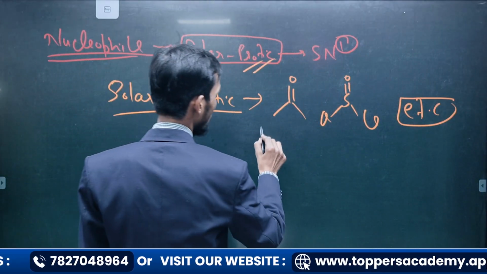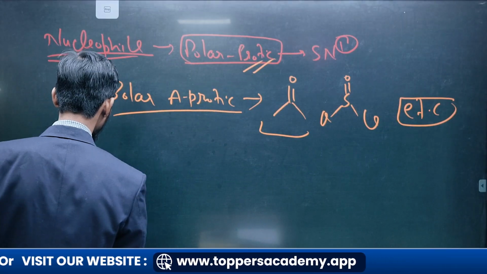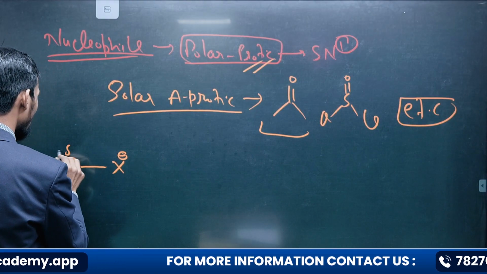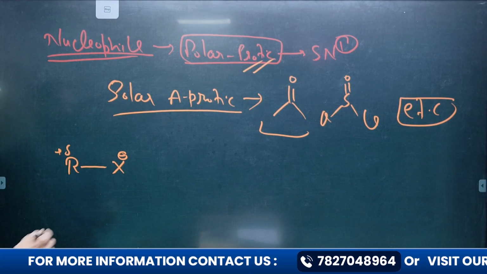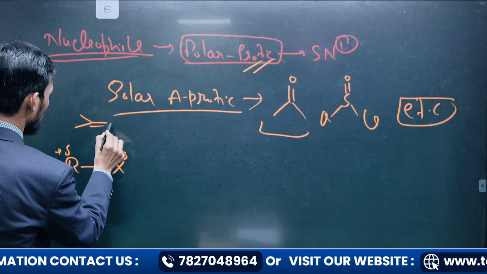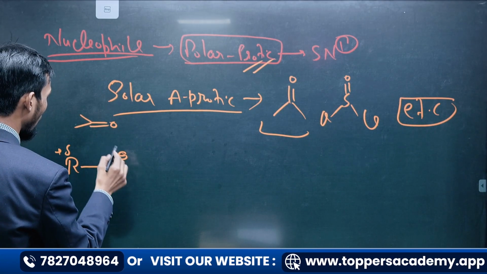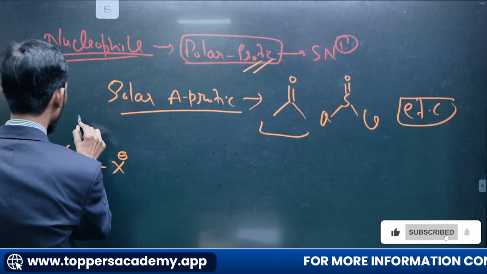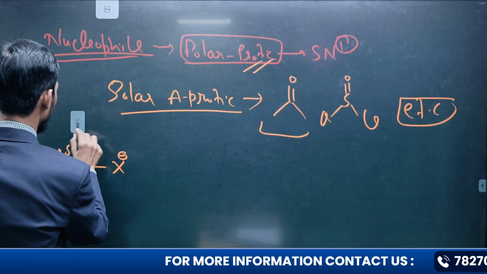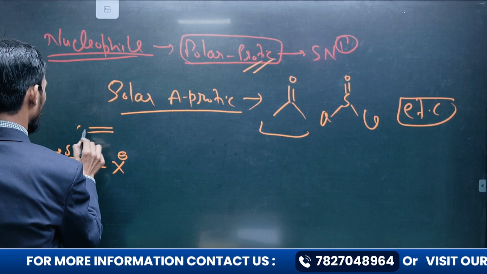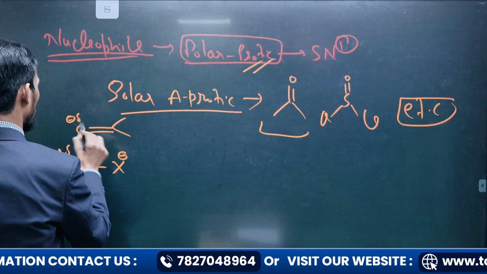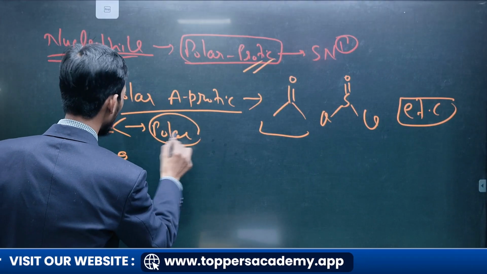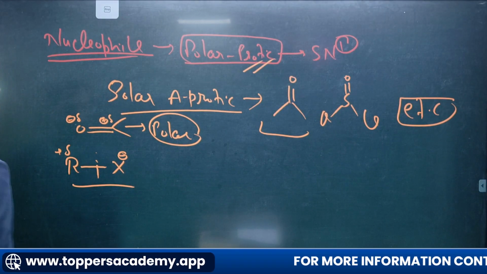Why? If you see the mechanism over here, in the first step it has a partial positive charge and a partial negative charge. If a polar solvent is there, it will enhance this separation.